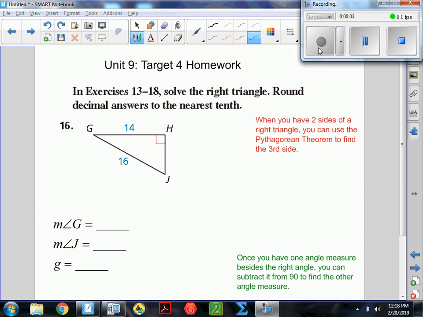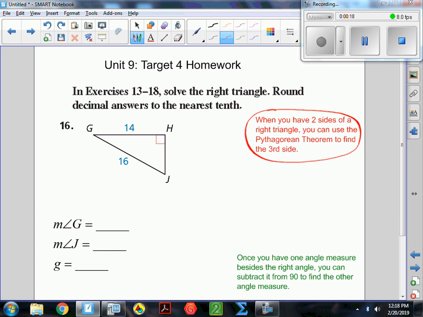Unit 9, Target 4, homework number 16. Solve the right triangle. Round decimal answers to the nearest tenth. We have two sides of a right triangle. When we have two sides of a right triangle, we can use the Pythagorean theorem to find the third side.